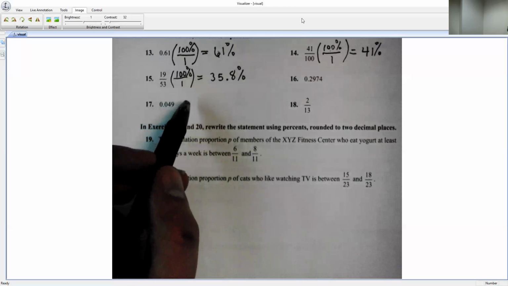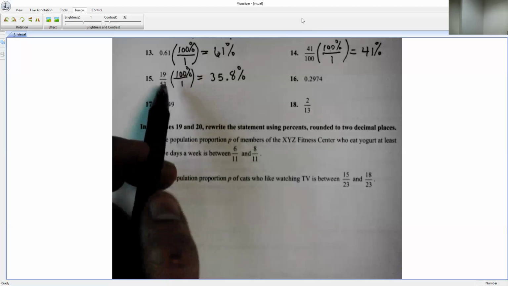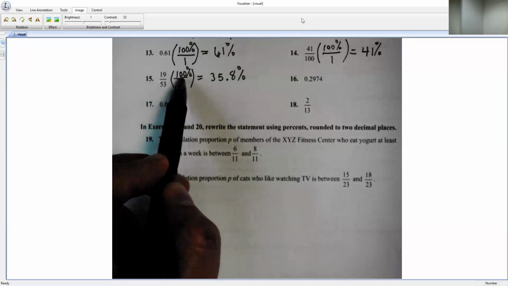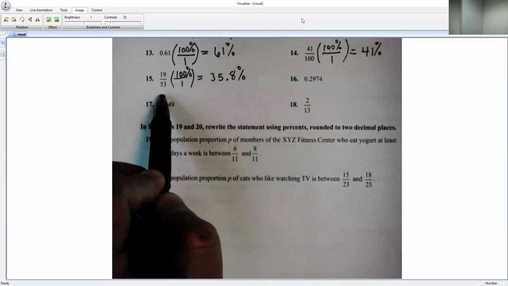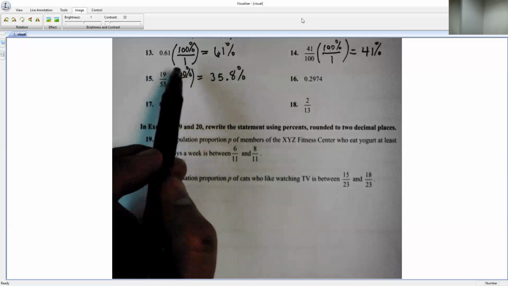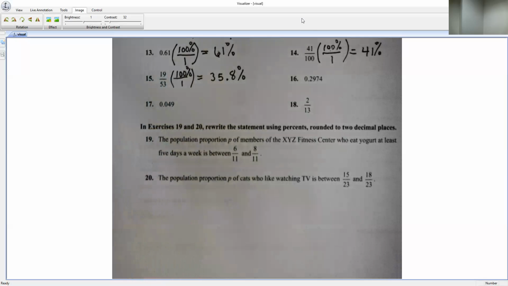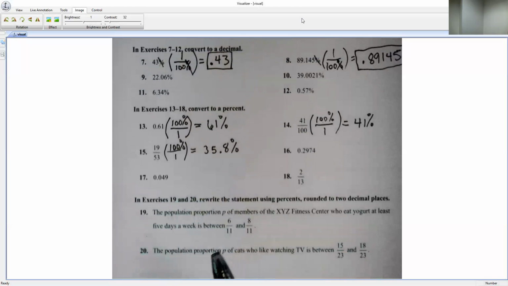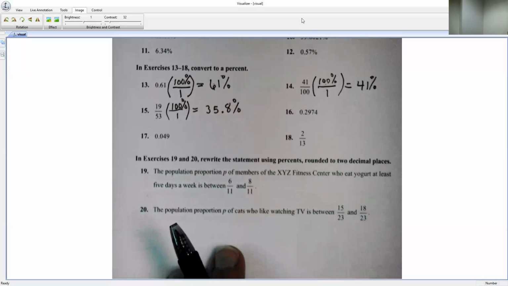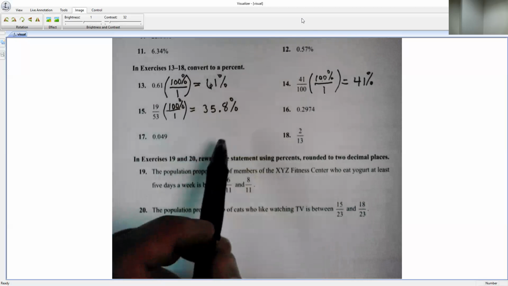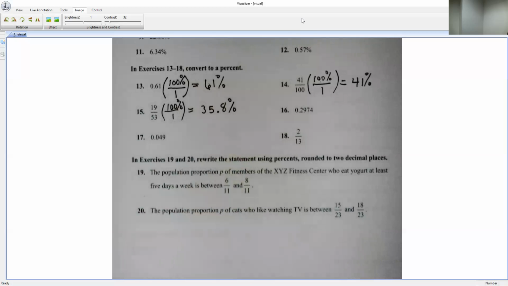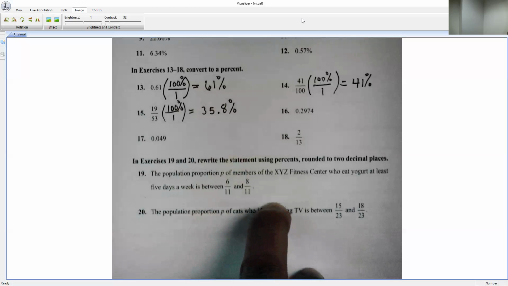The only difference is now our multiplication and division are not so easy to do in our head. We have to do 19 times 100. That's easy, 1900. But then we have to divide by 53. That's a little tougher to do. So at this point, I would grab a calculator, type in 1900 divided by 53. And the directions don't say to round to a particular place value. So we'll just round this to, say, the 10th place, 35.8%. If you want to go to a different place value, that's fine as well, since our directions were not specific there. And that's all there is to converting between fractions, percents, and decimals.